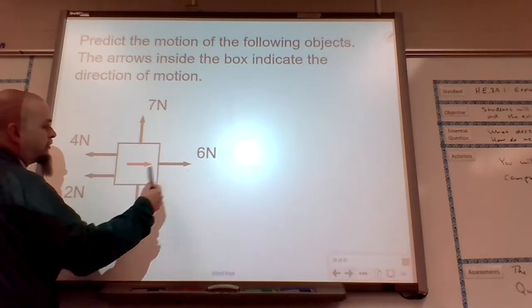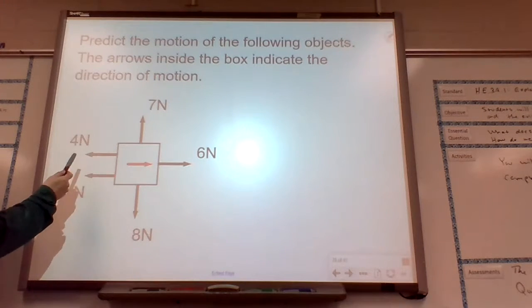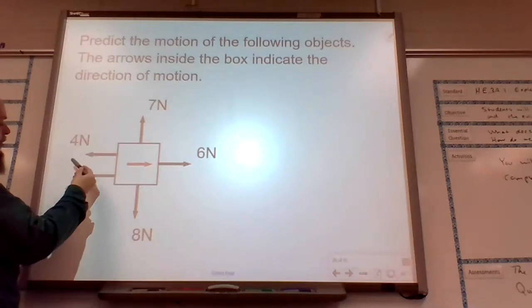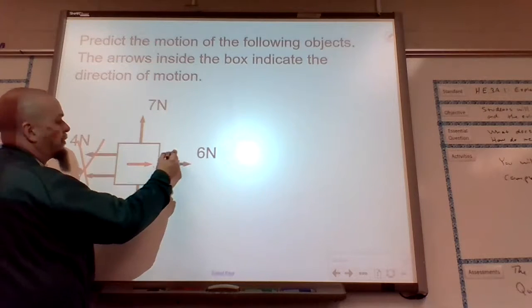I have 6 newtons to the right. I have 4 and 2 newtons to the left. As you know, we can add these two together because they are in the same direction. So I have 6 newtons to the left, 6 newtons to the right. We know these forces are going to cancel out.